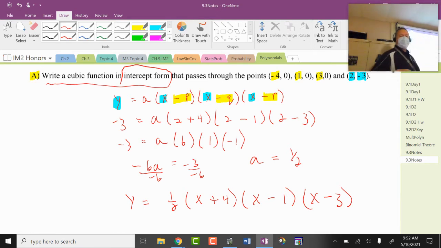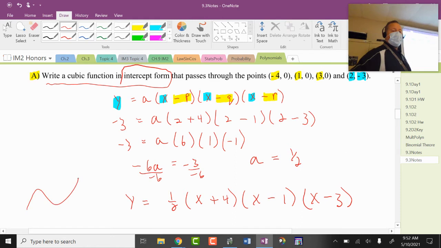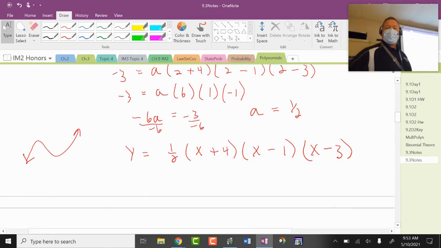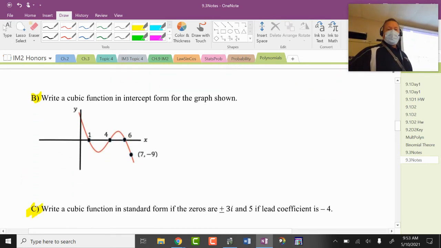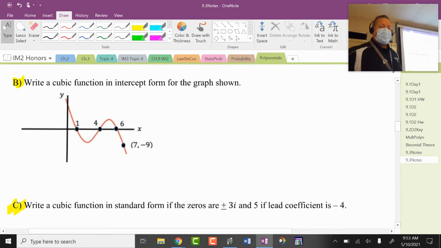Oh, but now I would know something more, like this would end like this, because the a value is positive, things like that. Talking about what you should know for graphing. All right, so intercept form's good. All right, less work for you. It's really more of the same.